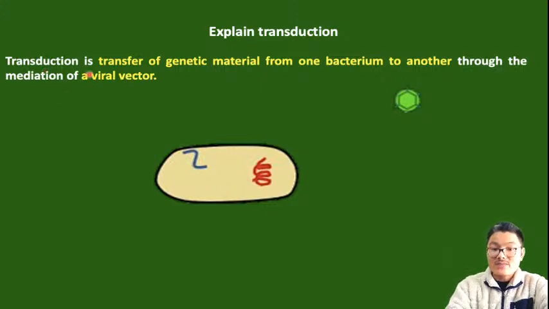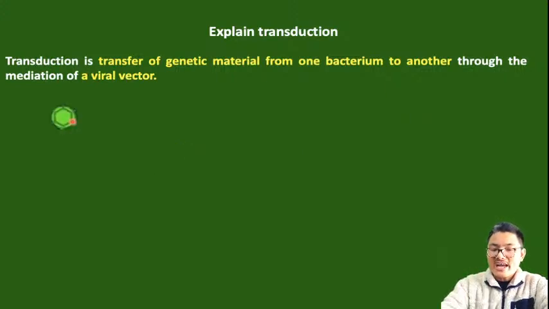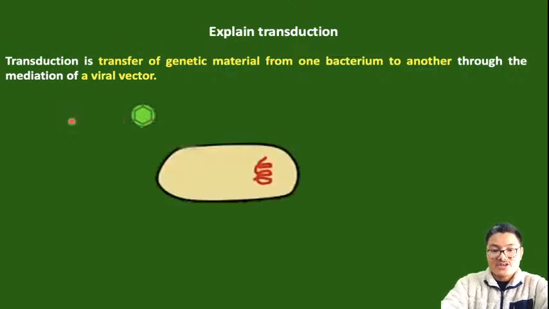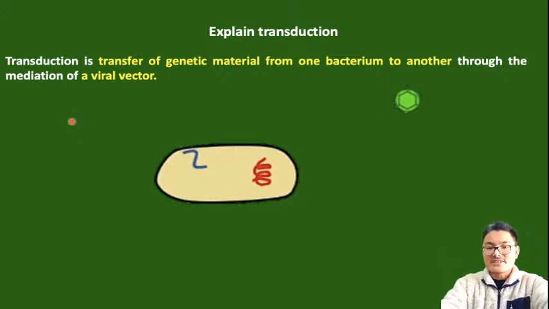So we can say that transduction is a process in which we have a virus acting as a vector of DNA, which is desired to be inserted into a bacterial cell, and we are inserting it into the bacterial cell, and hence we achieve the process of transduction.